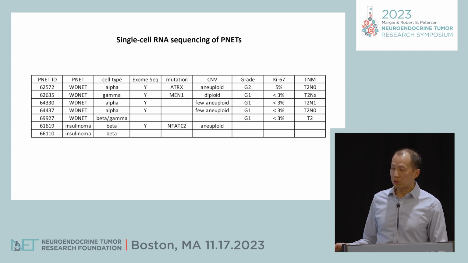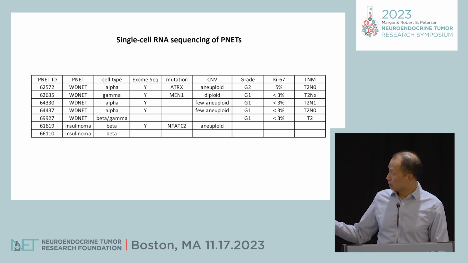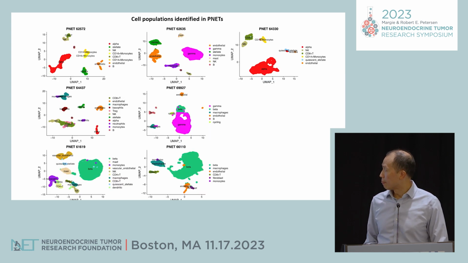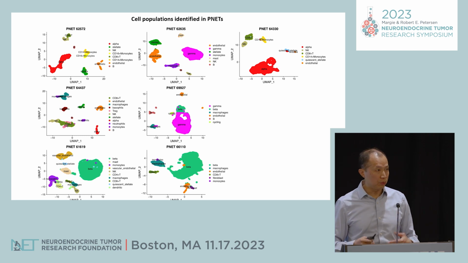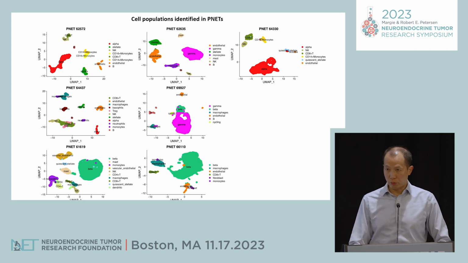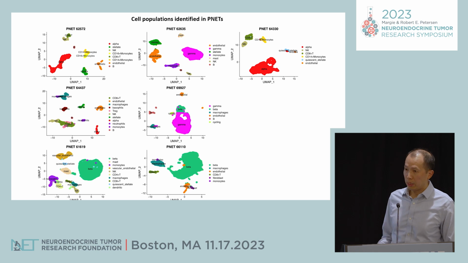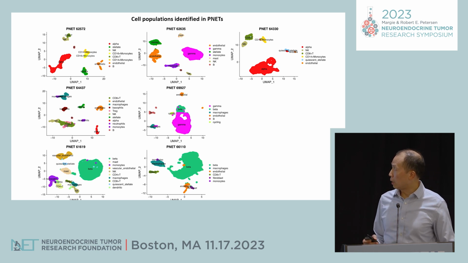We performed exome sequencing on these tumors, and what we identified is that some of these tumors have mutations in ATRX and MEN1. We were able to successfully develop a protocol to get good quality single cell RNA sequencing from these samples. What I'm showing you here is the cellular populations in these PNETs that were identified.